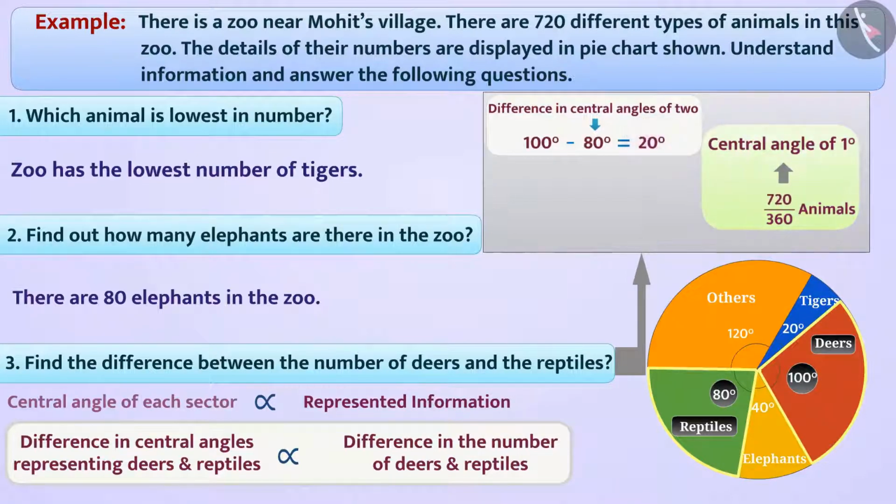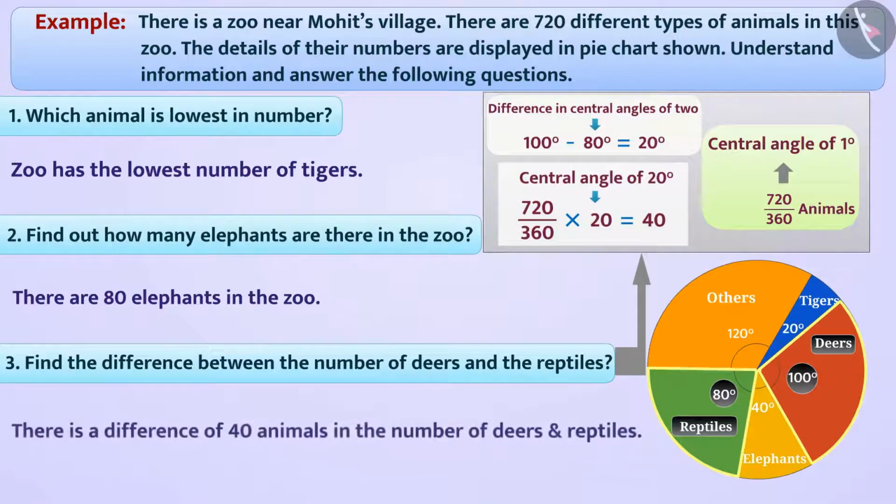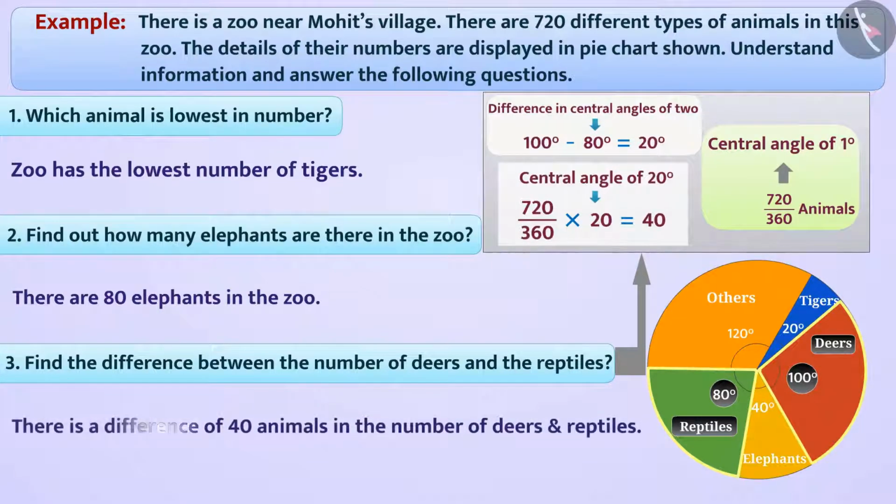Since 720 divided by 360 animals can be represented by a central angle of 1 degree, hence 720 divided by 360 multiplied by 20 is equal to 40 animals can be represented by a central angle of 20 degrees. In this way, we can say that there is a difference of 40 animals in the number of deers and reptiles.